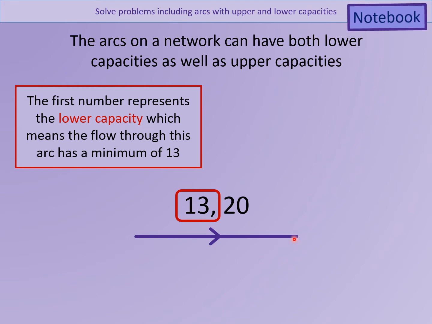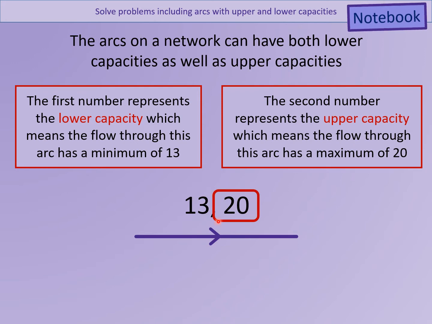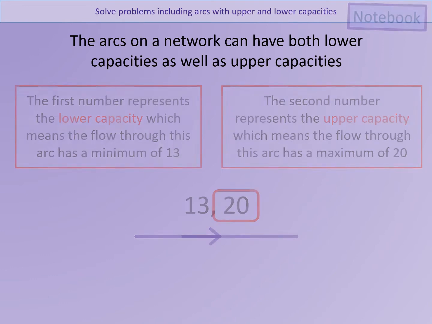The 20 is what you've been used to. That's been your upper limit. We can only flow up to 20. You can't go above 20 because that'll break the pipe, or you can't flow any more cars through that motorway at that point. So you can flow 13 as a minimum, but up to 20 as a maximum. That's what we mean by the upper and lower capacities. Now, while you're grabbing your notebook and getting down what notes you need, don't forget to pause there before I move on.